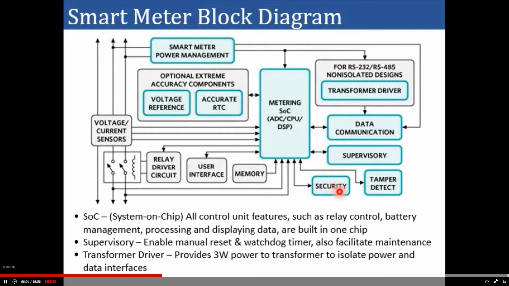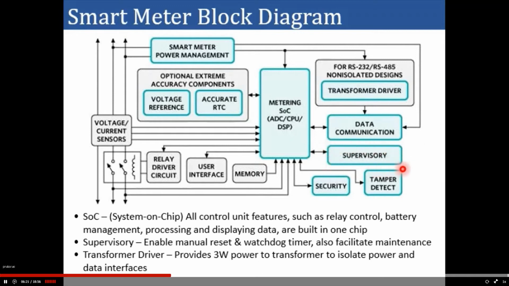We also have various security features built in the security block. We also have a tamper detect block to detect any tampering in the smart meter. We also have the supervisory block. This block enables the operation and maintenance of the meter.